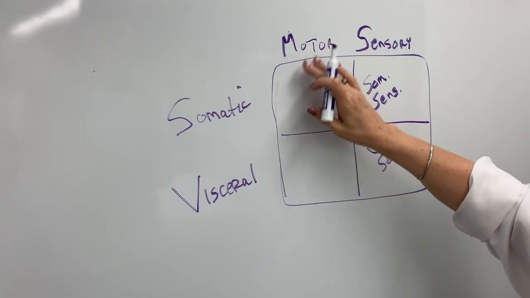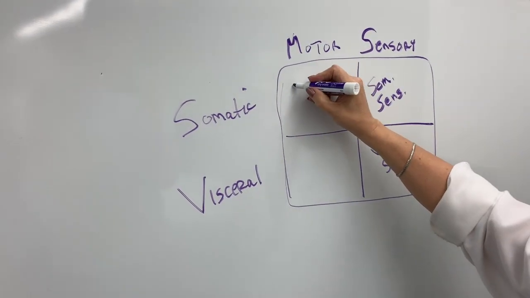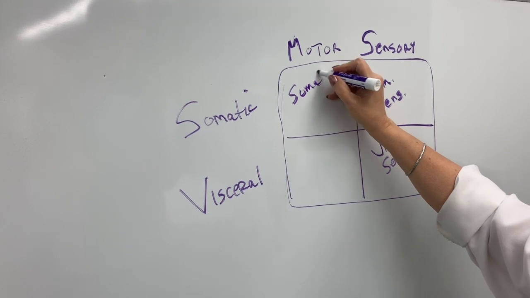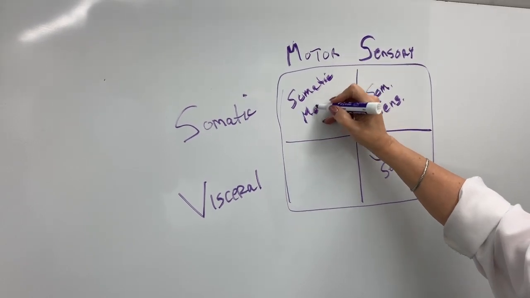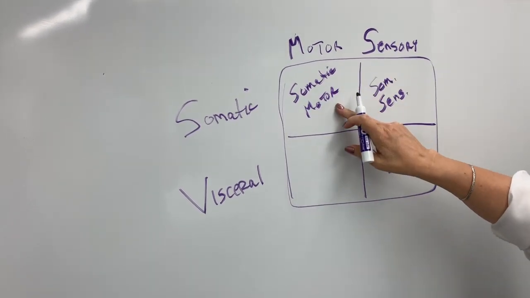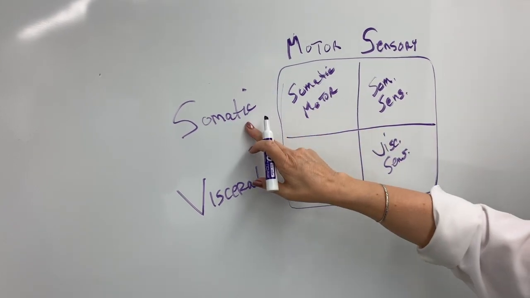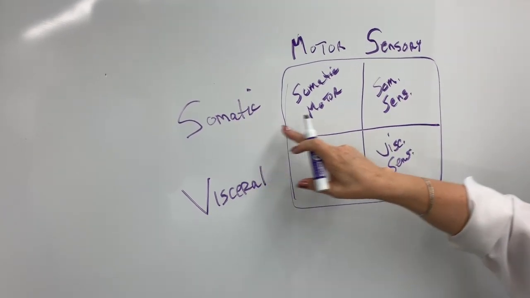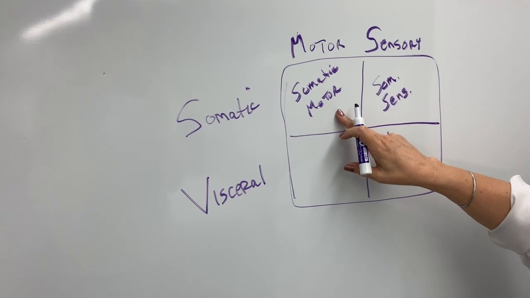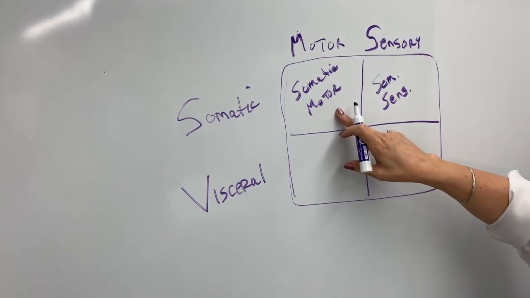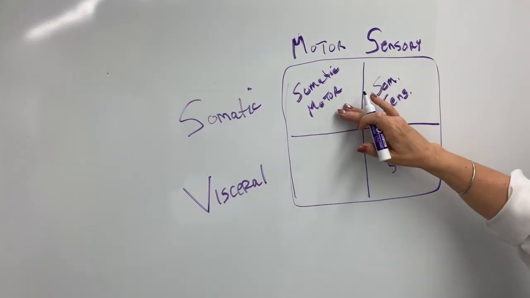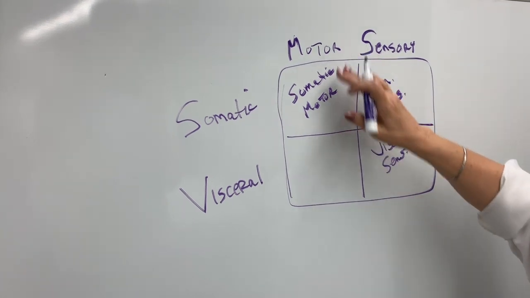We can have a somatic motor signal. This is a command that we are going to send to a skeletal structure. For example, we are going to tell our hand to move, we're going to tell our voice to talk, we're going to tell our body to do something physical.